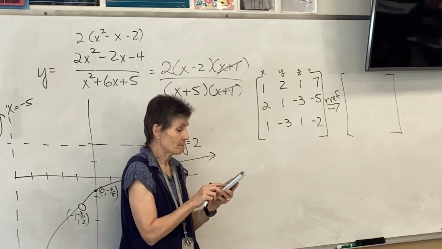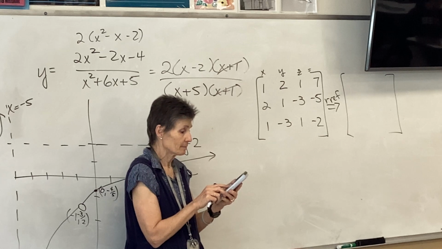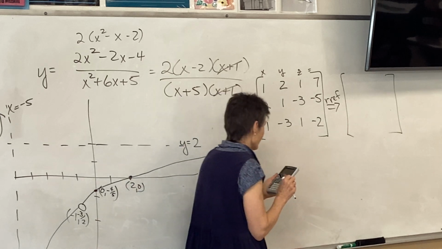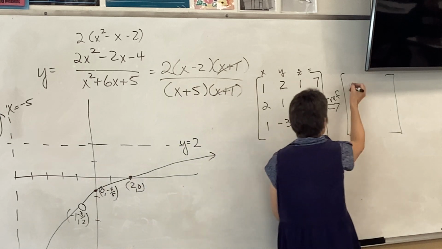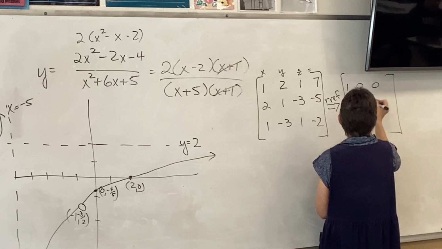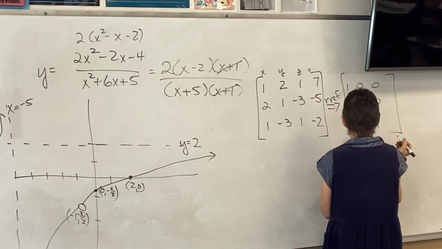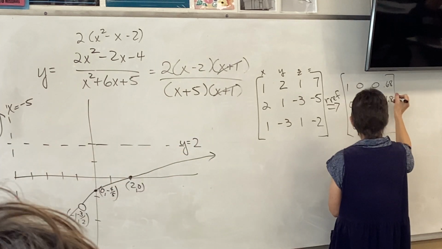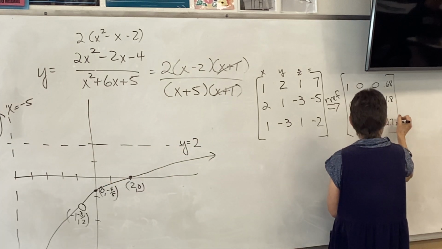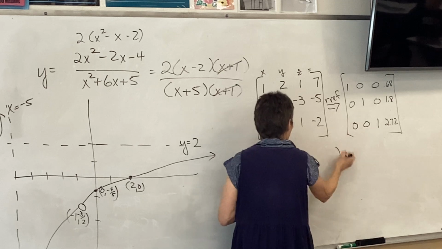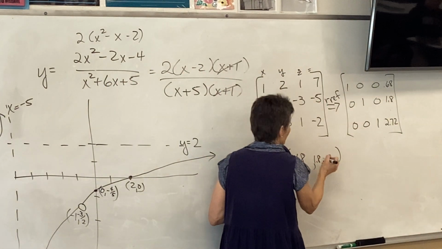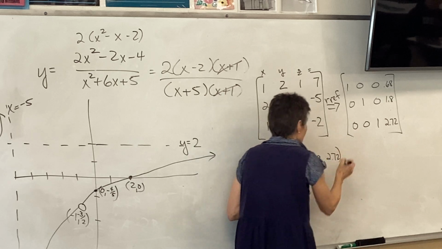And then second matrix match. This is what I got, but I don't know. Did I type something in wrong? Or is this- I got that too. That's what I got. So that means the answer is 0.68, 1.8, and 2.72.